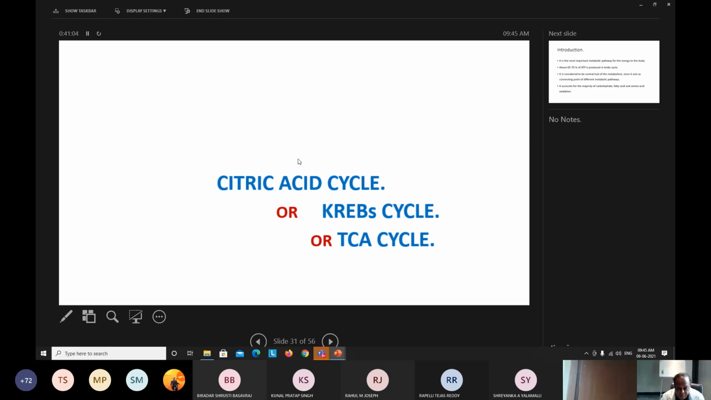Now we will start today with the citric acid cycle. Citric acid cycle is another major pathway in the metabolism of carbohydrates. It is also referred to as the Krebs cycle or the tricarboxylic acid cycle. So all three names pertain to only one pathway, that is the citric acid cycle.